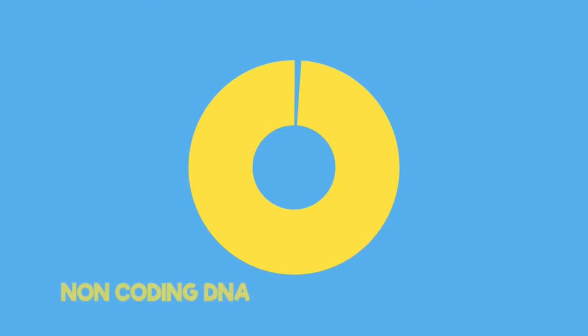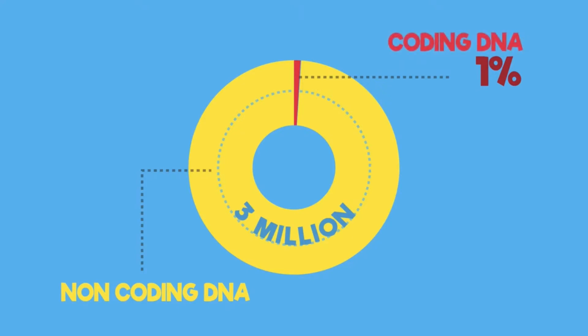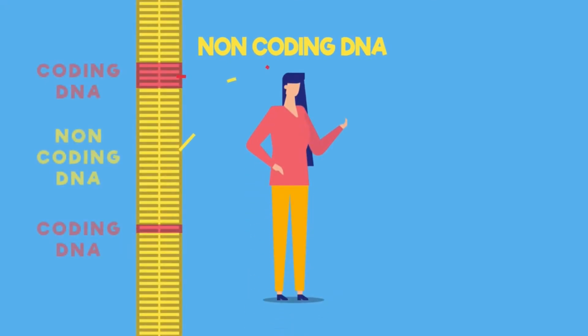This is called non-coding DNA. In fact, only 1% of the 3 million nucleotides that make up human DNA are actually protein-coding genes. That's a tiny amount. Some of the non-coding DNA regions do, however, have other roles, such as controlling if and how genes are expressed.